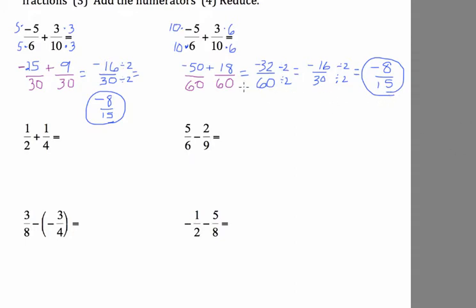If you look here, instead of dividing by 2 and dividing by 2, I could have divided both of my original numbers here by 4. That would have brought me right to negative 8/15. So it doesn't matter if you divide all at once or divide little by little.